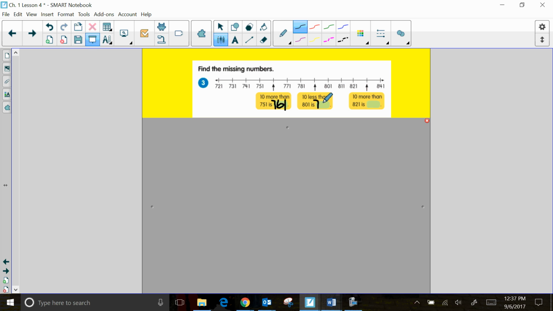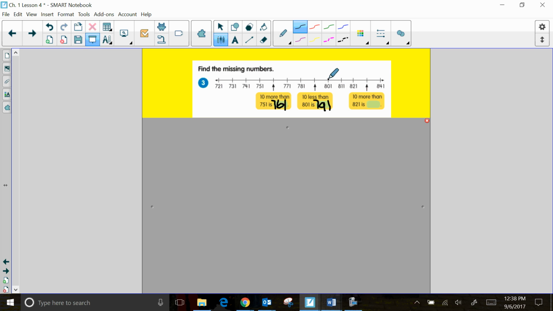Let's try that again. 791. Now here's where a lot of people get tricked up, because we have 791, and then we have to go to the next 10, which brings us to a new 100. If we count by ones from 791: 792, 793, 794, 795, 796, 797, 798, 799, 800, 801 is 10 more than 791.